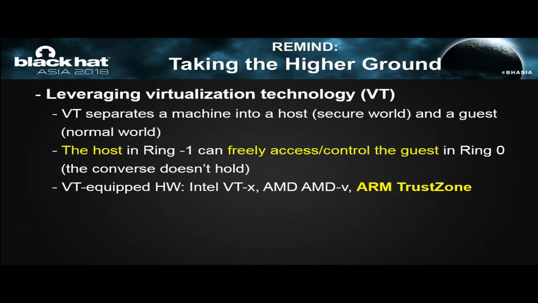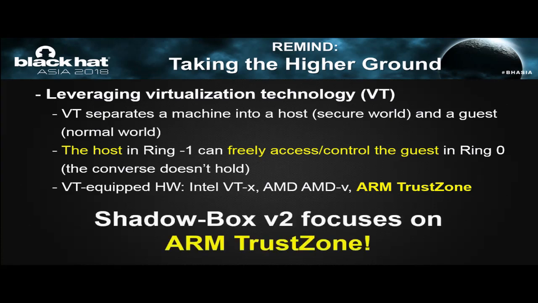To take the higher ground than the kernel level, some researchers and we leverage virtualization technology in the ARM TrustZone ARM processor. Virtualization technology separates a machine into a host, the secure world, and a guest, the normal world. The host has Ring -1 level privilege and can freely access and control the guest. Intel VT-x and AMD-V and ARM TrustZone are typical virtualization-equipped hardware, and this time we focused on ARM TrustZone.